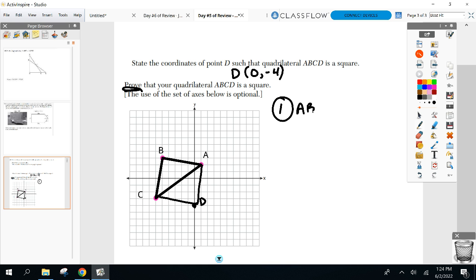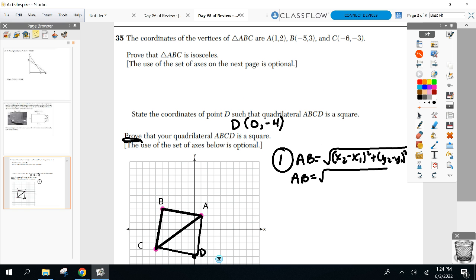So I'm gonna start with AB. Distance formula, not given to you: square root of x2 minus x1 squared plus y2 minus y1 squared. Some of you guys are figuring out why they give you a whole page to do this, right? All right, plug it in for me. AB equals, let's see, my numbers are at the top. AB, -5 minus 1, those are the x coordinates, plus 3 minus 2 squared.